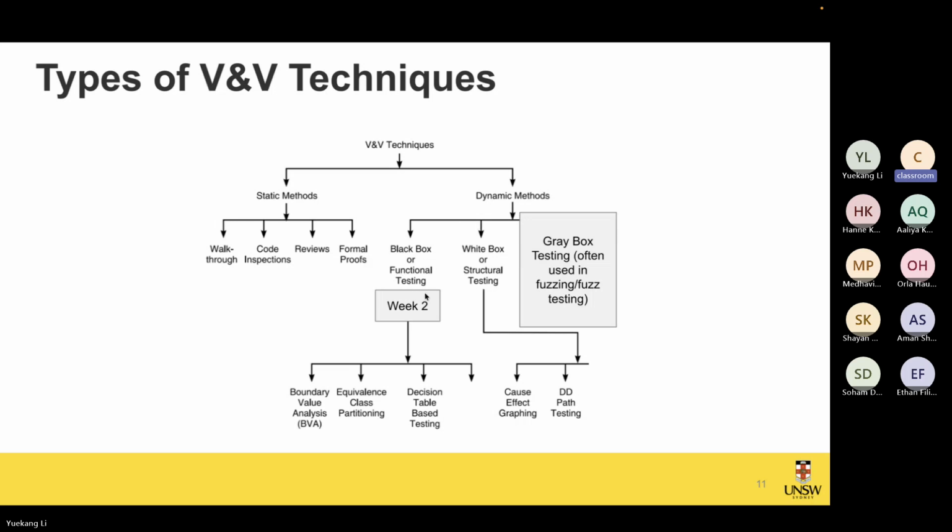And we will be learning black box or functional testing in week 2, and we will learn this in week 3 and week 4. In week 2, this is also related to your assignment 1, and this is related to your assignment 2. This used to be related to assignment 2 in previous terms, but now we removed it. And we are not going to cover static methods in this course. After this class, we will briefly go through these static methods.